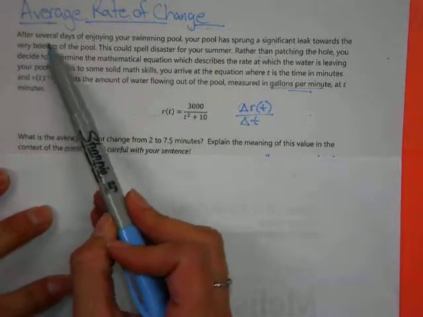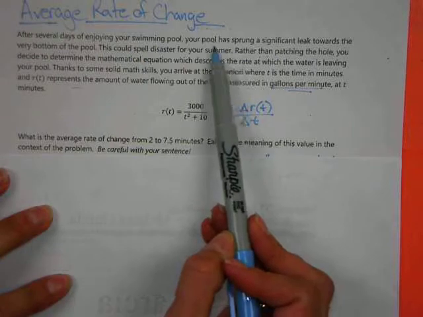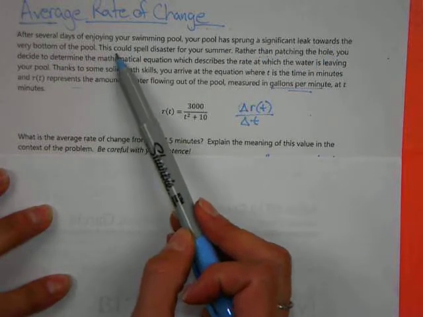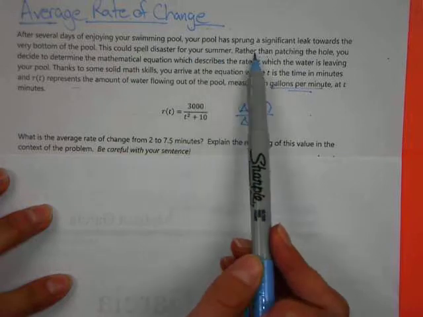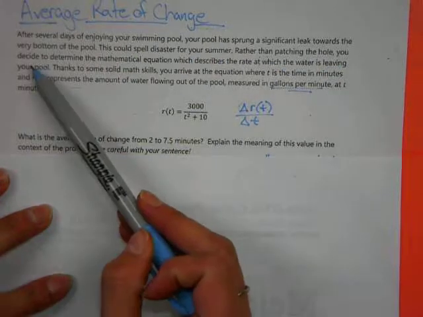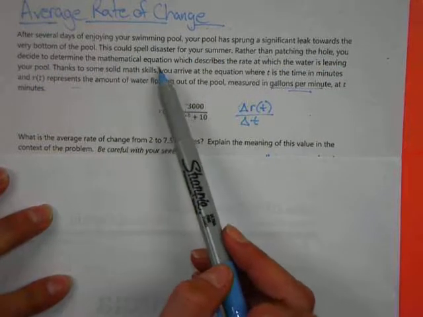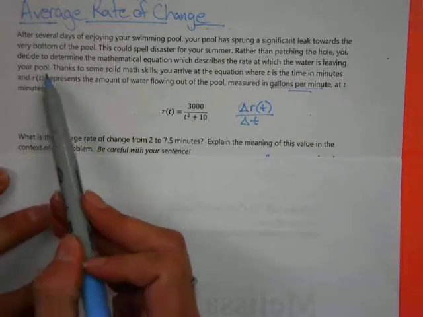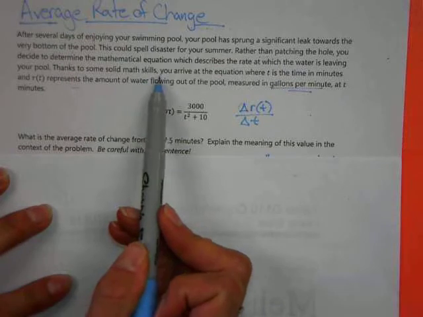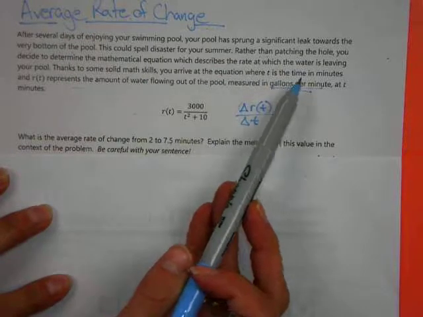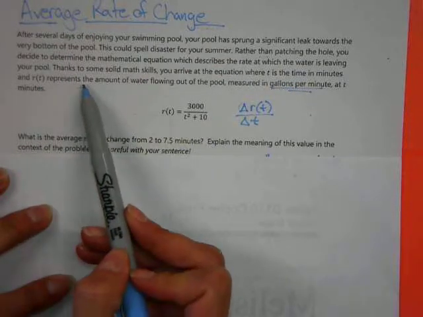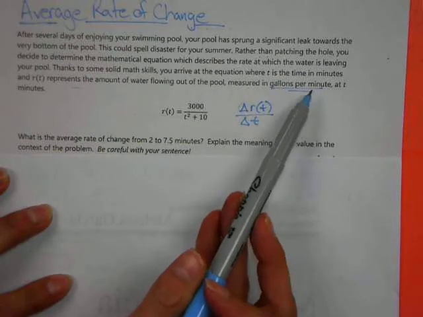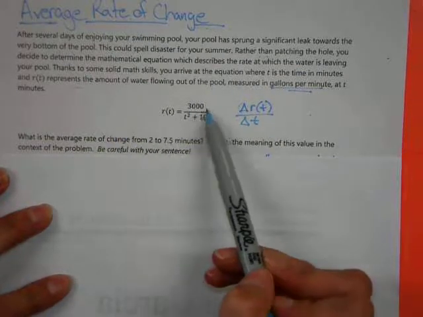It says, after several days of enjoying your pool, it has sprung a significant leak towards the very bottom of the pool. Uh-oh, this could spell disaster for your summer. Rather than patching the hole, you decide to determine the mathematical equation which describes the rate at which the water is leaving your pool. Thanks to some solid math skills, you arrive at an equation where T is the time in minutes and R of T represents the amount of water flowing out of the pool measured in gallons per minute at T minutes. So here's our equation.